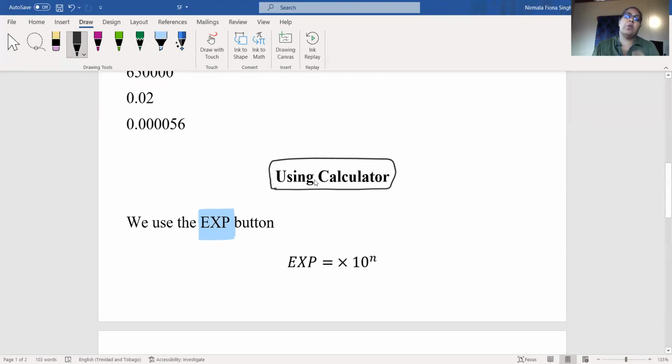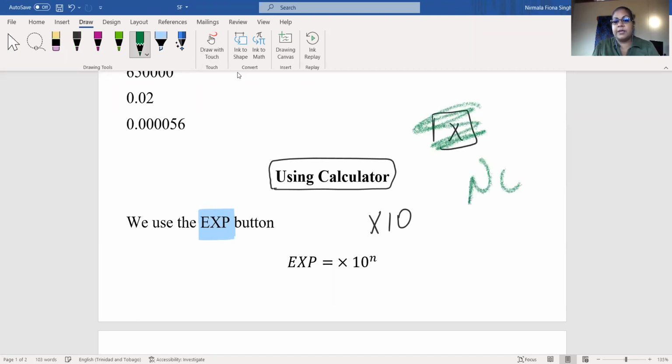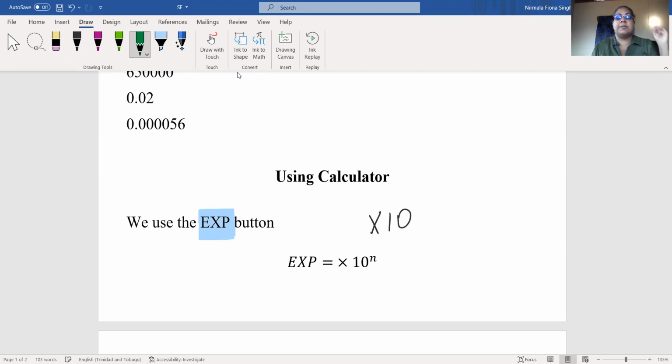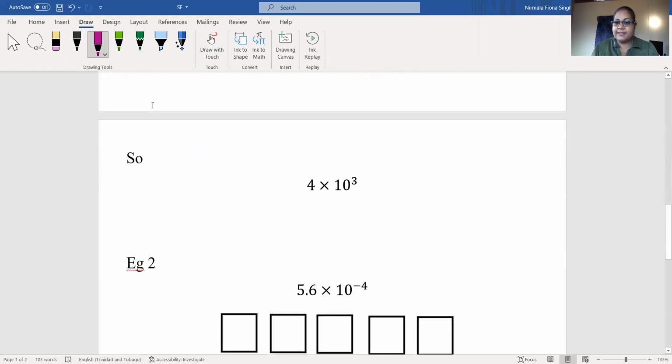So EXP, what does EXP represent? EXP represents by 10. You do not have to go and press the multiplication button. Please don't, because EXP actually has the multiplication built into it. You do not have to use the multiply sign for this ever. This is where students end up making a little mistake. EXP is equal to by 10 by itself. This is what it means, by 10.